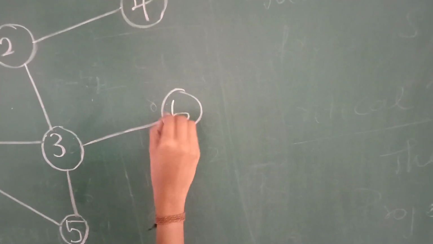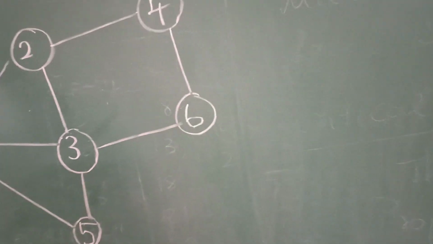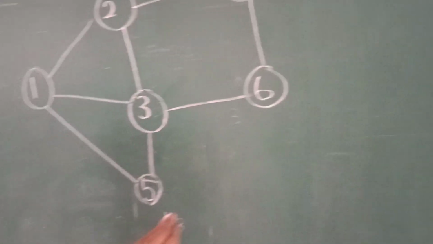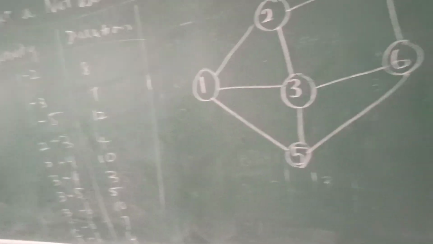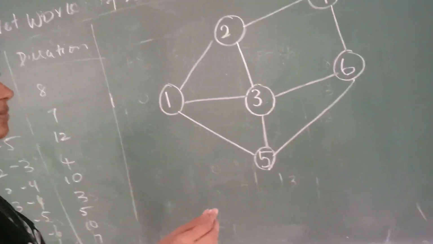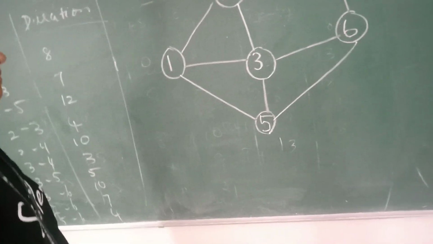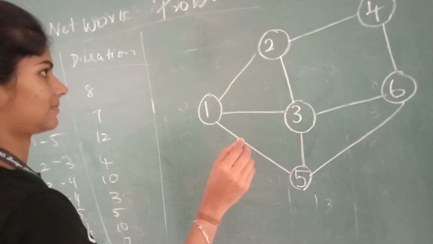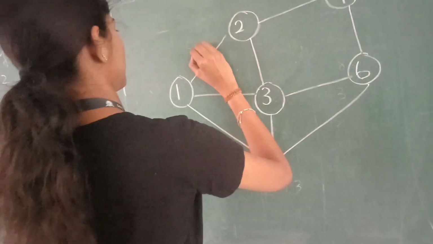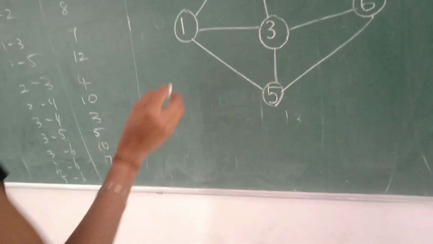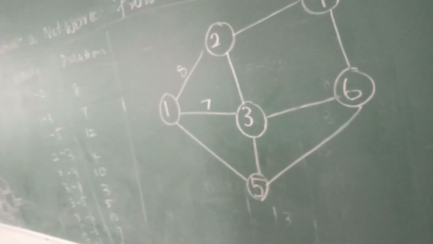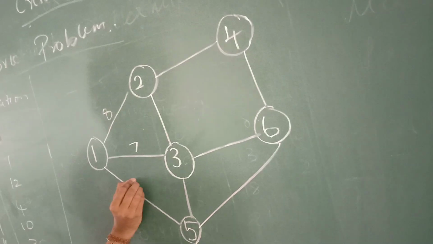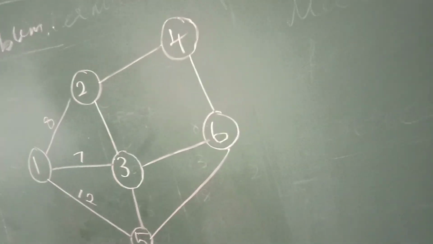6 is there. Then 5 to 6. Okay. So can you write the duration for these? 1 to 2, what is the duration? 1 to 2, now what is the duration? Then 1 to 3. Okay. 1 to 5. Okay.